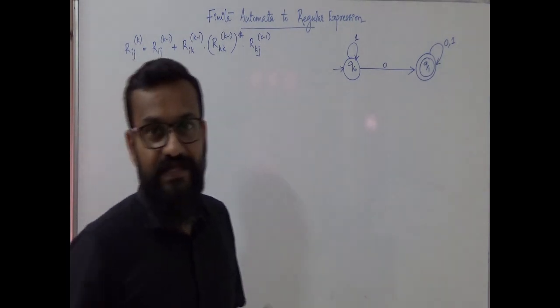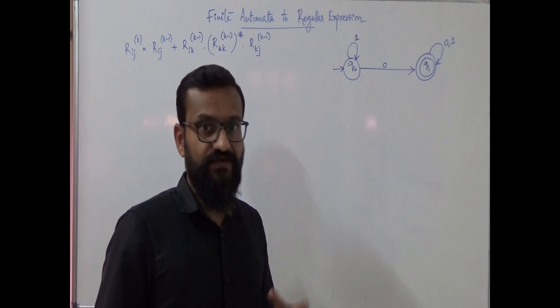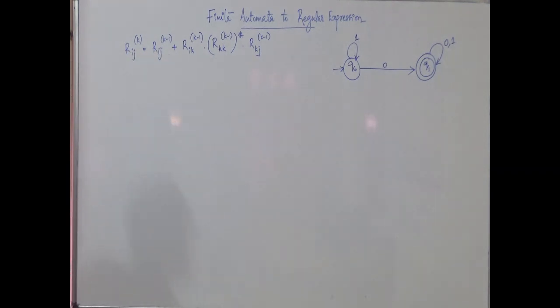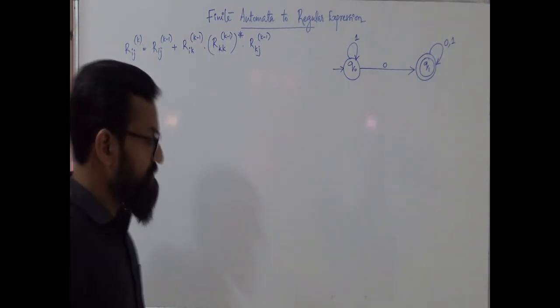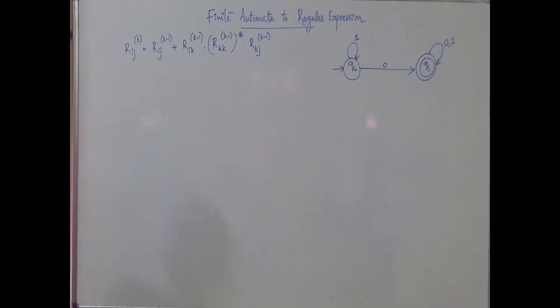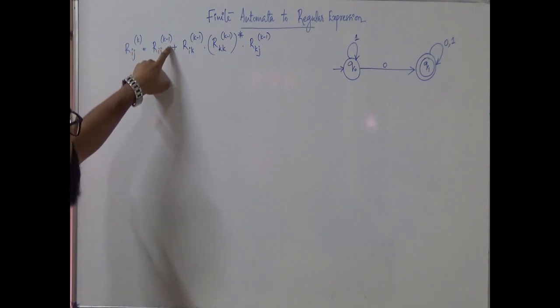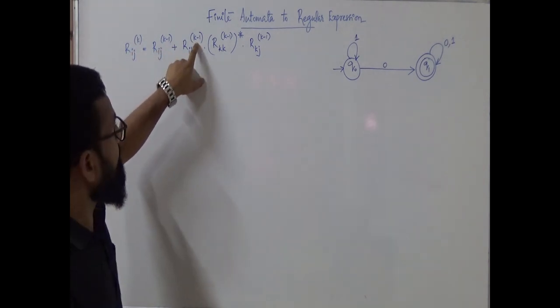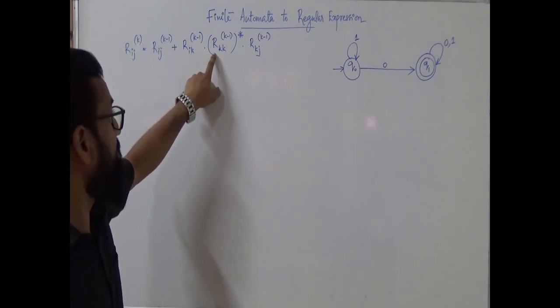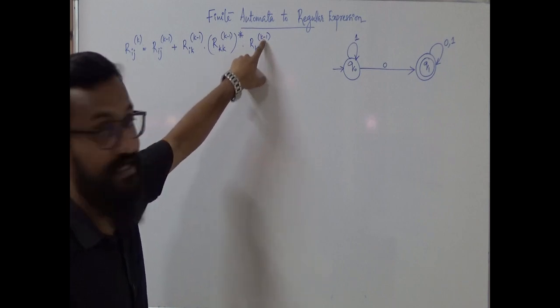This lecture is on finite automata to regular expression. If you are given a finite automata, how will you convert it into the equivalent regular expression? For that you have to use this particular formula: Rij of k is equal to Rij of k minus 1, or Rij of k minus 1 concatenated with Rkk of k minus 1 Kleene closure concatenated with Rkj of k minus 1.